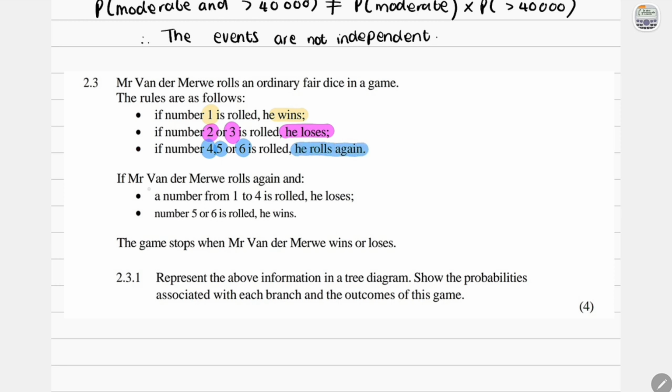And then, if Mr. van der Merwe rolls again and a number from 1 to 4 is rolled, then he loses. I'll just put that in purple. And if a number 5 or 6 is rolled, then he wins. We're just going to have to put this down. If not, we're just going to get lost or get intimidated by the data.